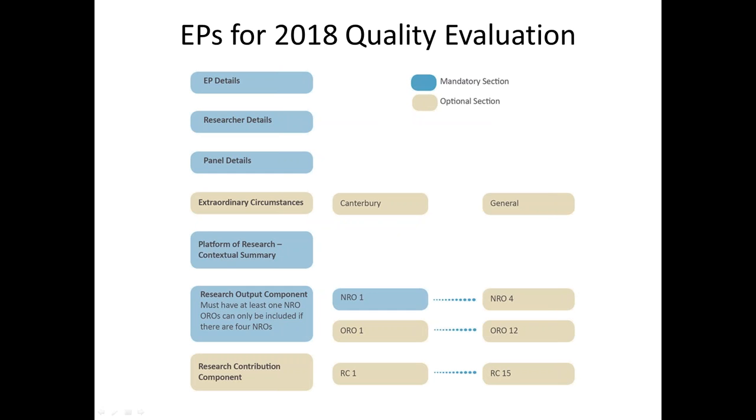Okay, here's a picture, and you've probably seen it. It's in the TEO guidelines. They're just giving you a little bit of a visual representation of what goes into an EP. So the blue things you have to do, and the brown, beige, puce, call it what you like, we couldn't decide, those are the optional ones.